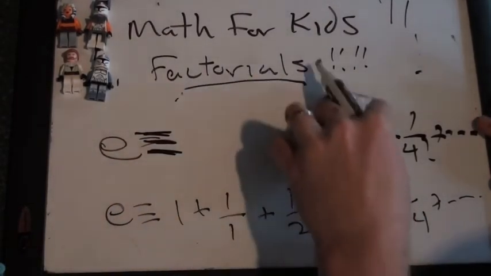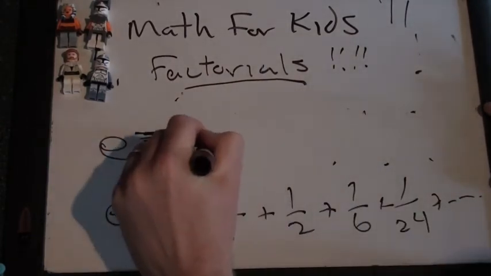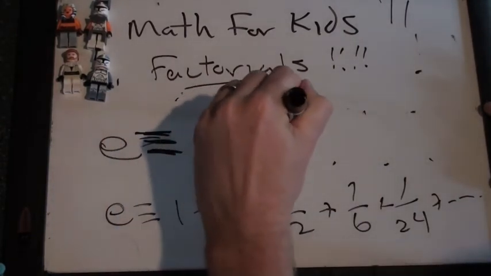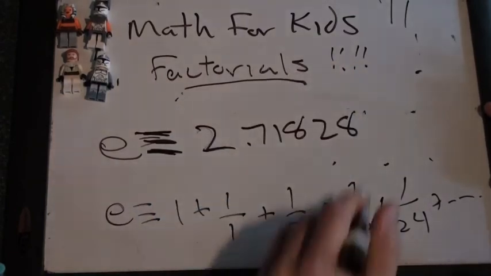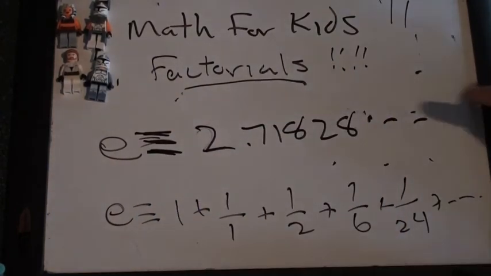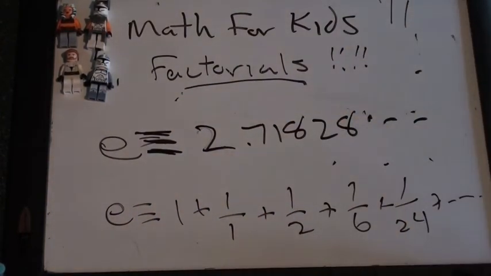And what this turns out to equal, when you learn how to add this up, is approximately 2.71828. I think it's 1845 after that, but 2.71828. So it's between 2 and 3. And e is one of the most important numbers in math. But it takes a little bit longer to learn about e because e has some really, really fun properties.